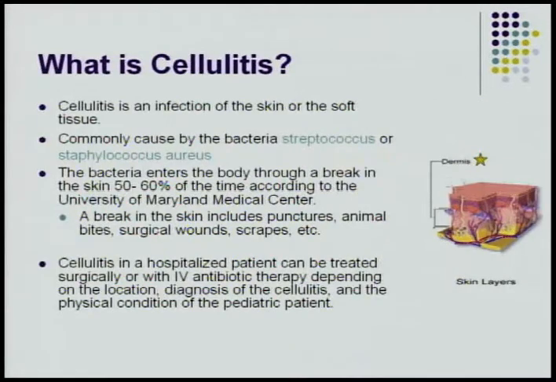Cellulitis is an infection of the skin or soft tissue, usually the dermis layer of the skin. It is caused by Streptococcus or Staphylococcus aureus. The bacteria usually enter the body through a break in the skin, such as a scrape, puncture wound, animal bite, or surgical wound. In the hospital, cellulitis can be treated surgically or with antibiotics, depending on the location, diagnosis of the cellulitis, or the physical condition of the pediatric patient.